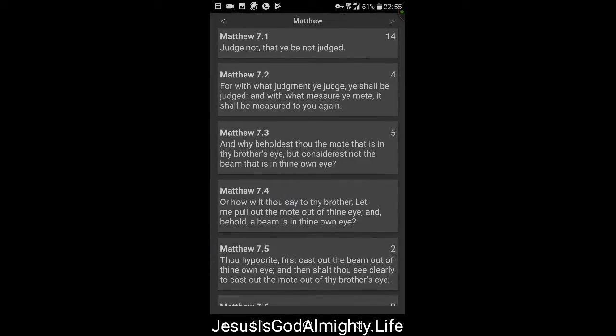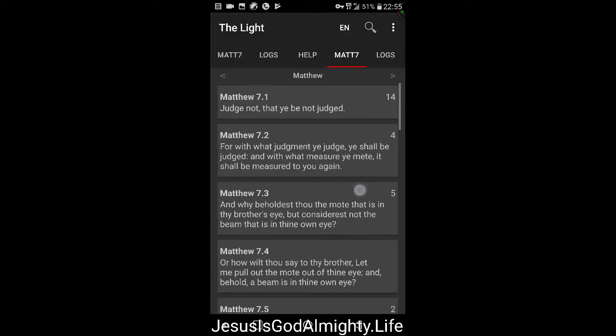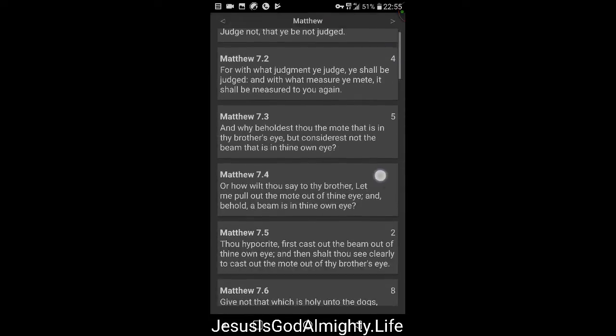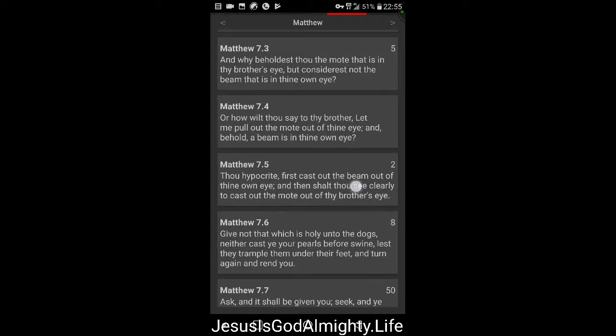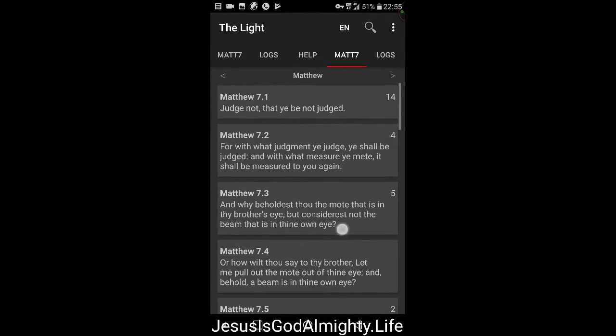So anyway, judge not that ye be not. I wonder what the things over here are for. It's like 14, 4, 5, 2, 8. I'm not sure what that is about.